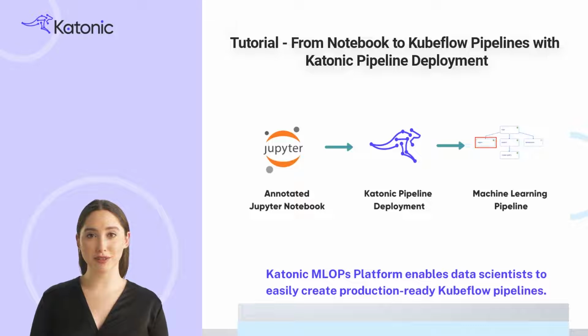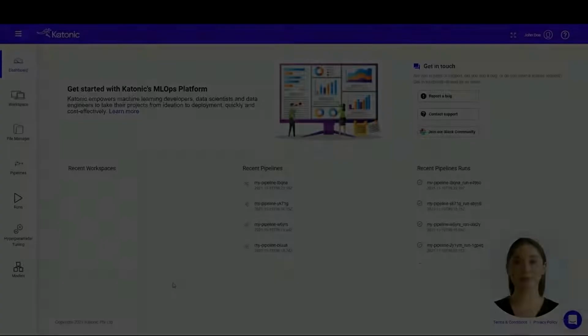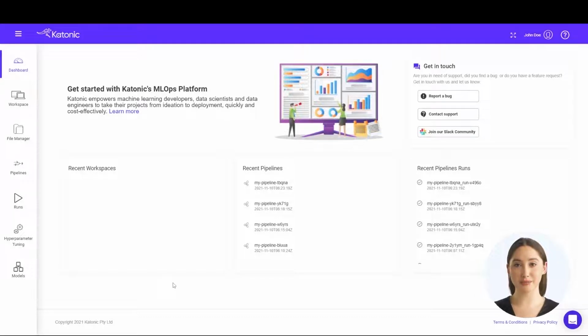In this tutorial, you will build a complex, multi-step ML pipeline with Kubeflow Pipelines without using any CLI commands or SDK. You also won't need to write any code for pipeline components and Pipelines DSL or build any Docker images. You don't need to have any Kubernetes or Docker knowledge to complete this tutorial either. Let's get started. This is Katonic MLOps Platform.